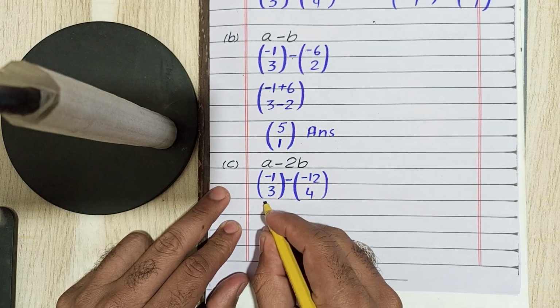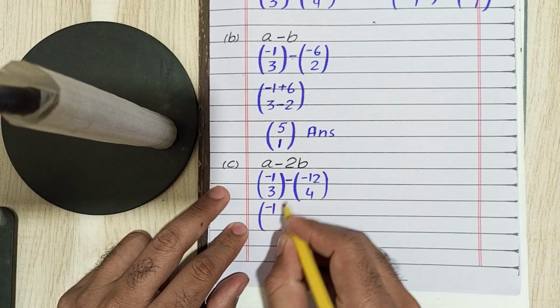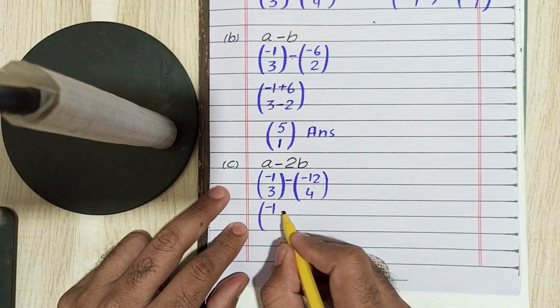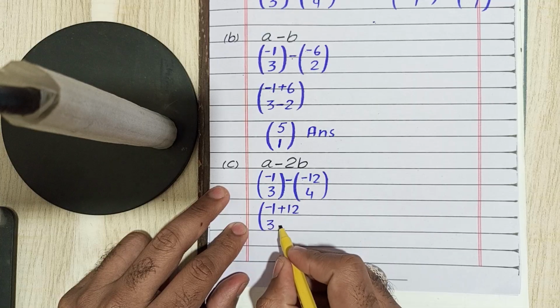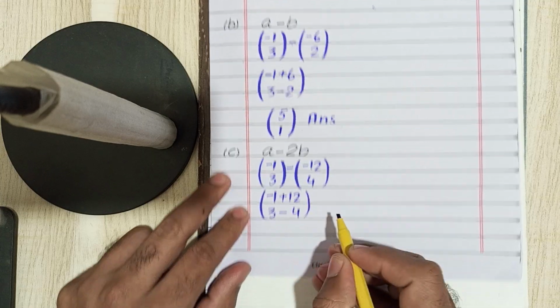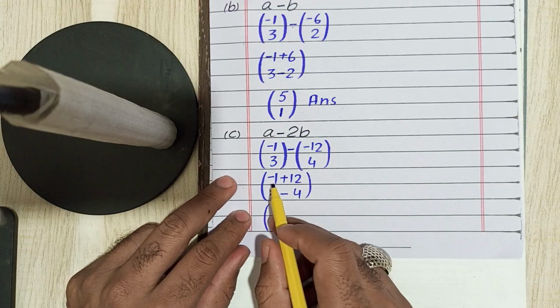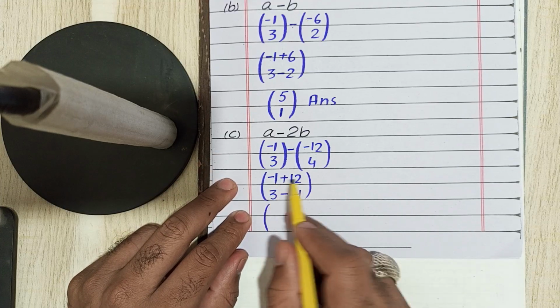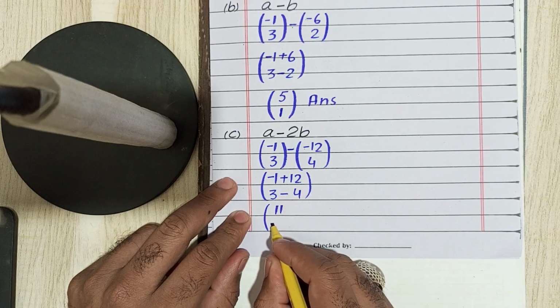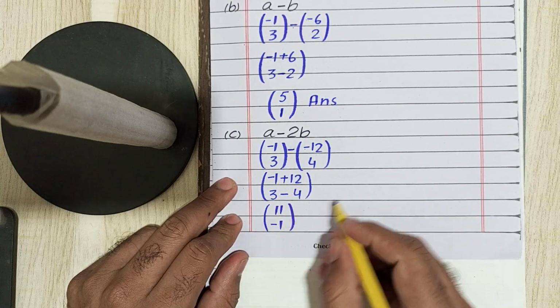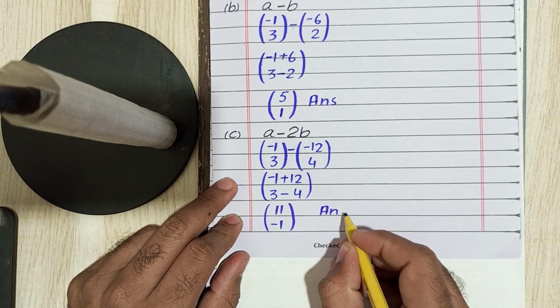Now we subtract. Here we have -1, this minus and this minus, minus minus is plus 12, 3 minus 4. Now we subtract these terms. So we have plus 11, and 3 minus 4, so we have -1. So this is our final answer.